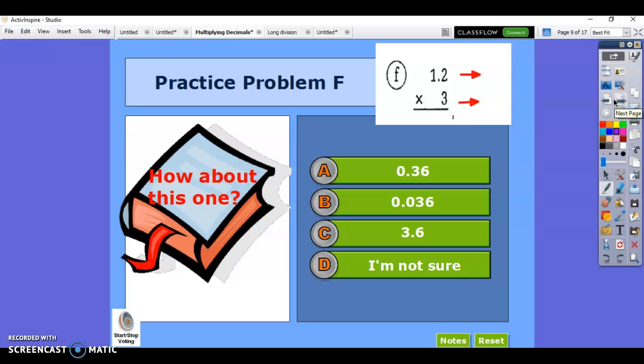F, you should have, let's see, 2 times 3 is 6, and only 1 decimal place. Check and see if you get the correct answer on this one. After you multiply it out, you should get C.